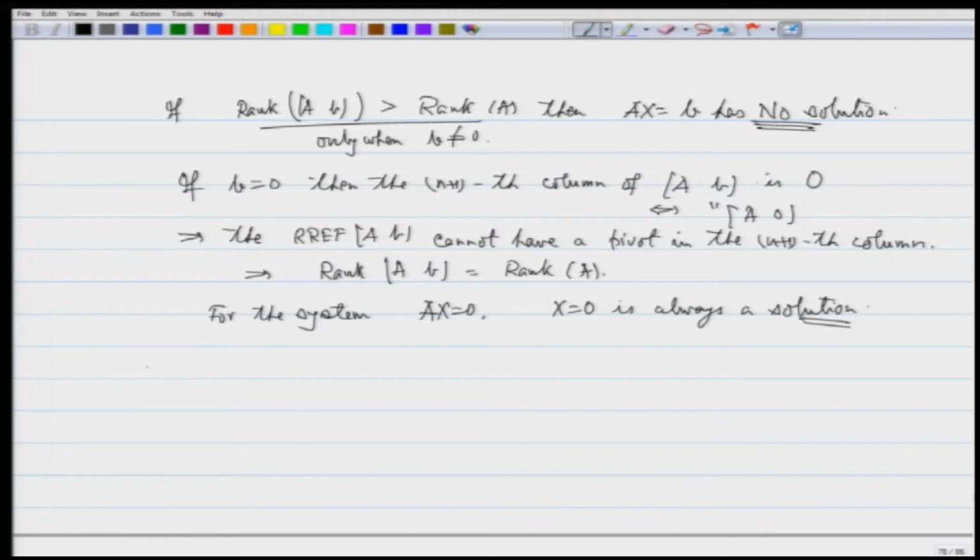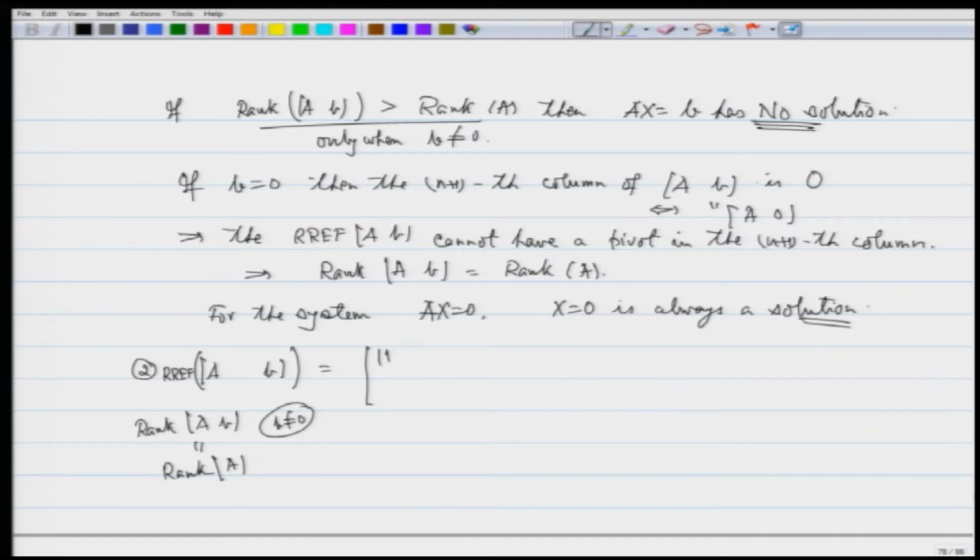So, that was the first example, now the second example. Let me write a small example and then build upon that idea. I will take a larger one also. Let me take AB as some matrix, and I am looking at the RREF of AB. I am assuming the case that the rank of AB is the same as the rank of A, and B is not 0, and then I will go to B equal to 0.